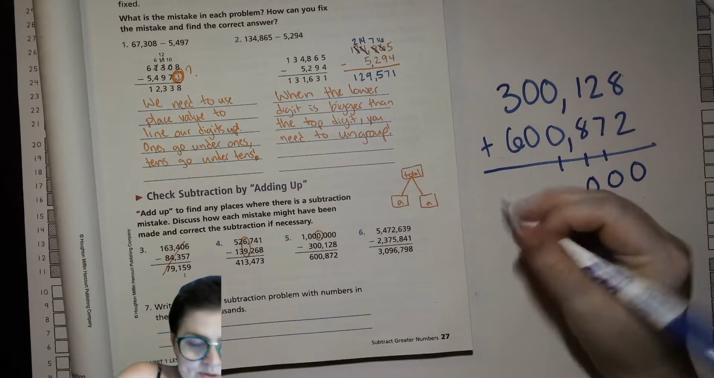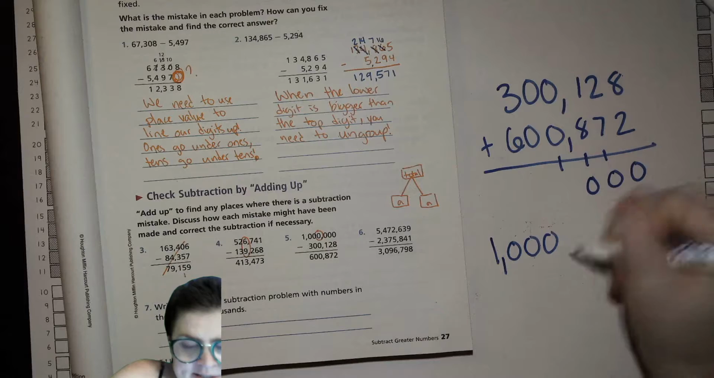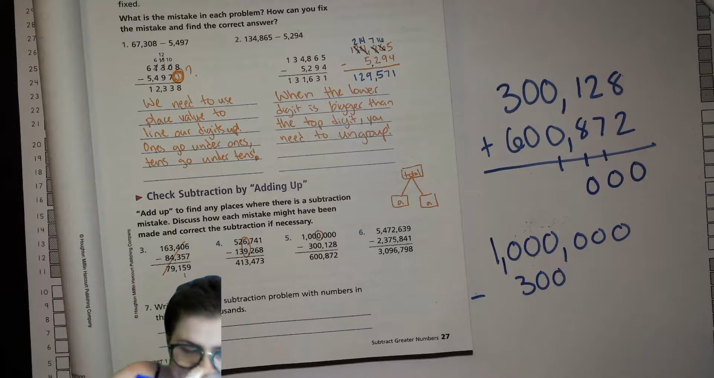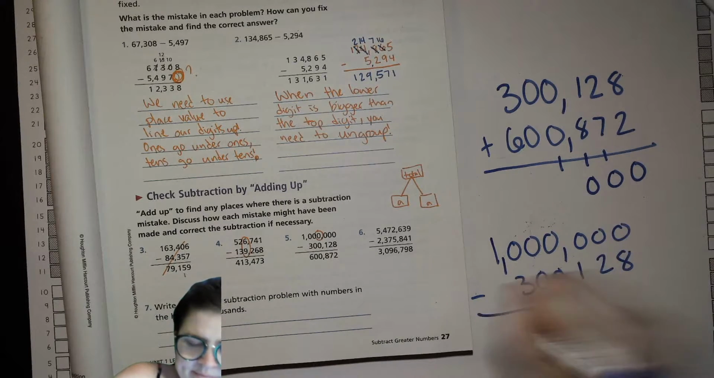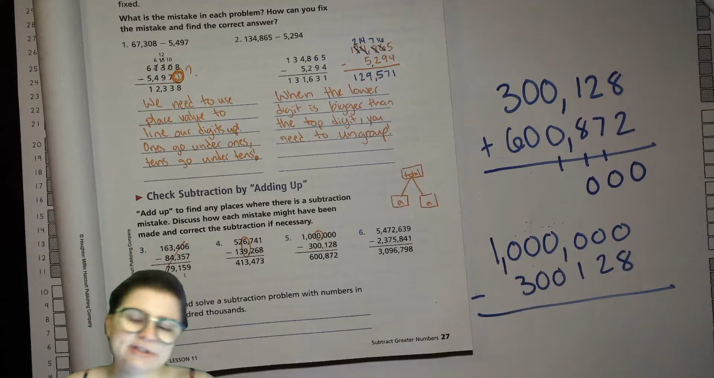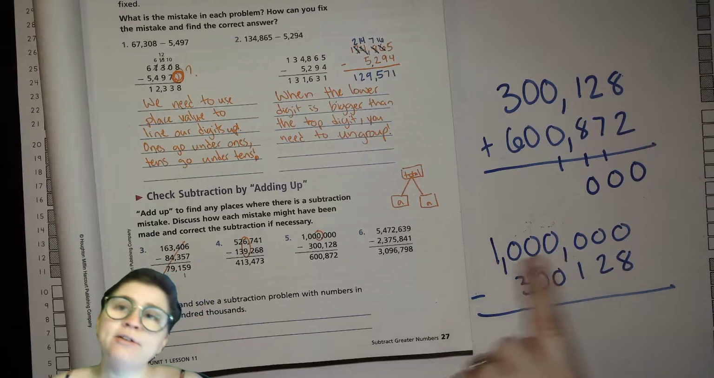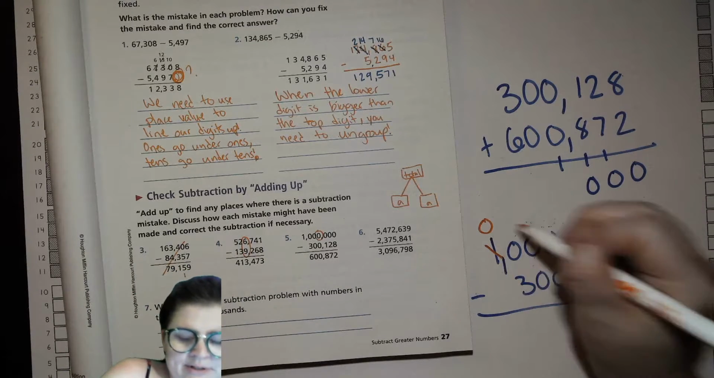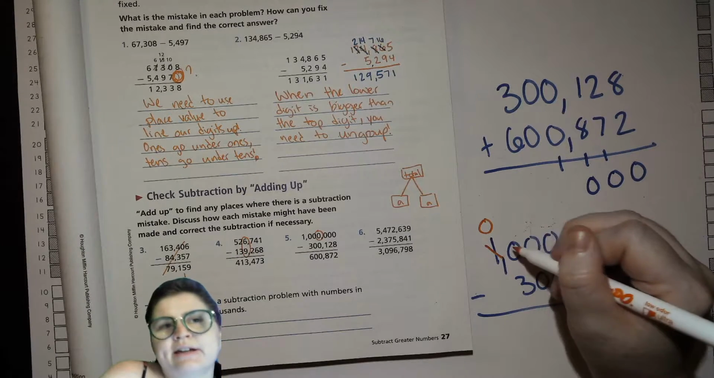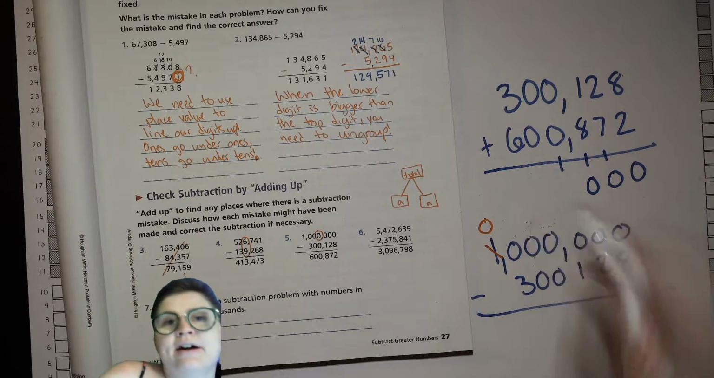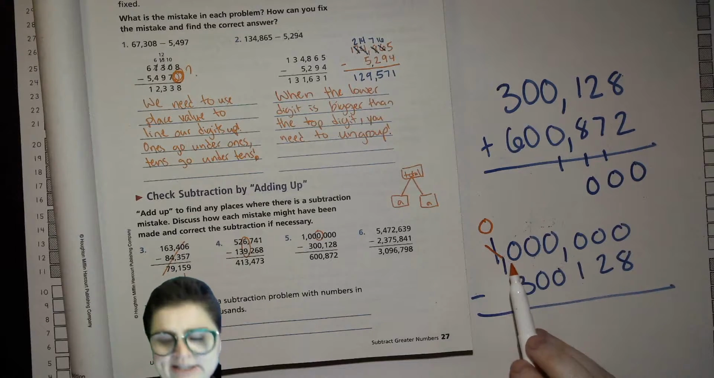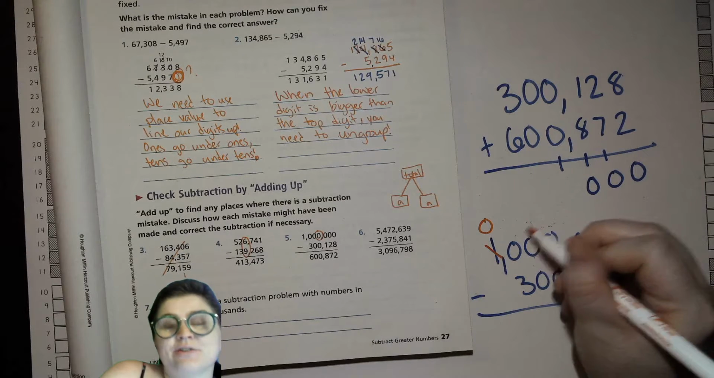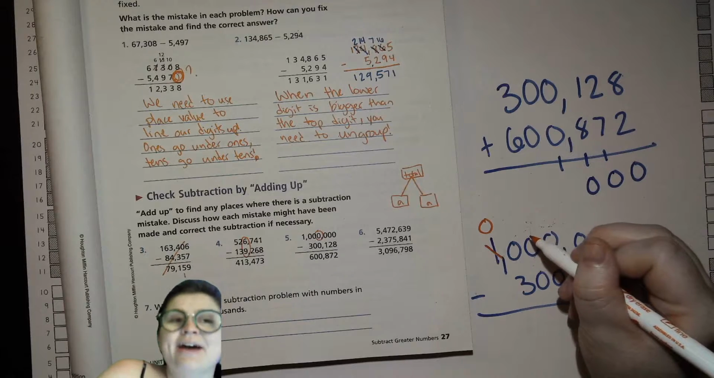So 1,000,000 take away 300,128. So when you're doing this, with all these zeros here, you're going to leave 0 million, and you have really 10,000,000, but you're going to leave 9 of them. Bring one of thousands of 10,000s, but you'll leave 9 of them.